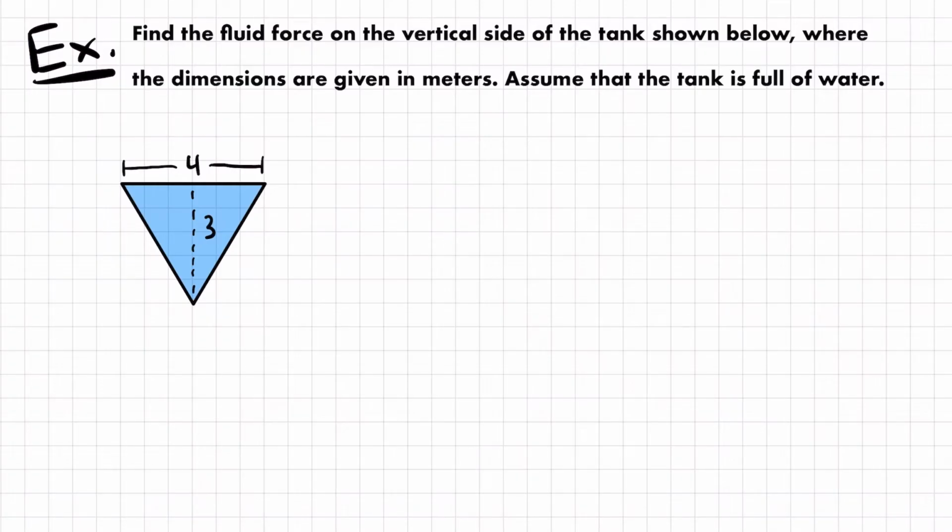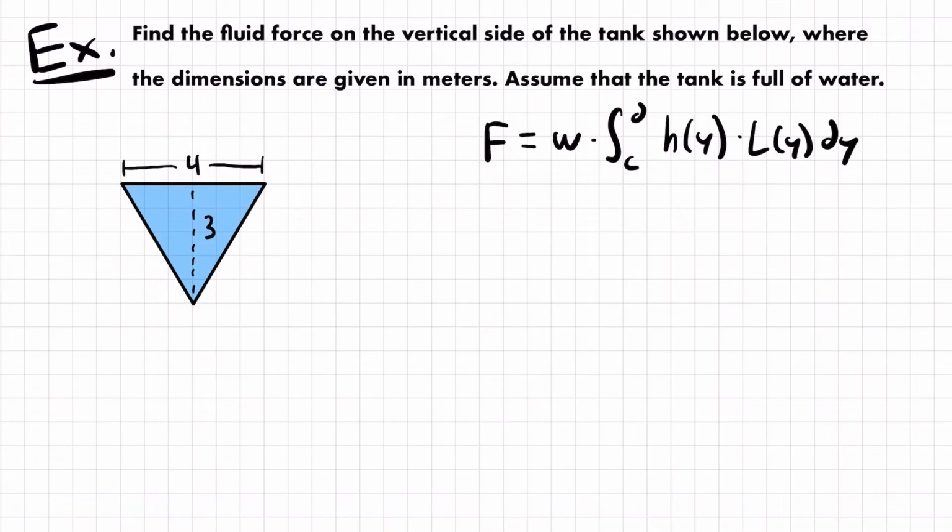All right, and so since we are working with a vertical side, that means we are going to need to use calculus, which means that we will use the formula that the fluid force is equal to the weight density of the fluid times the integral from c to d, which are two values of y, of the depth in terms of y times the length in terms of y times dy. All right, so now before we can use this definite integral, we need to set up a coordinate system for our picture here, right? So we need to place an x and y axis somewhere around this triangular side so that we can determine the different parts of our integral.